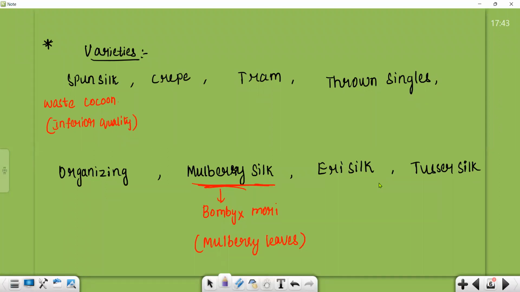We make this by twisting the individual threads of raw silk, then doubling two or more of these together and twisting them. So we will twist the individual threads by doubling it or tripling it. Understood? So twisting again and again gives you crepe. Twisting of individual threads of raw silk. Clear?